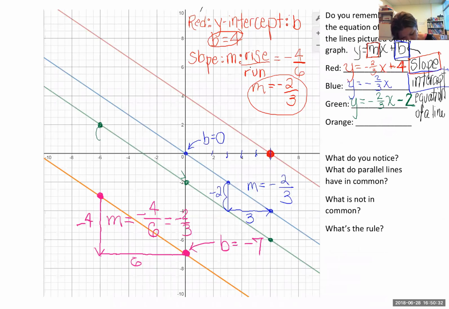So here my B is -7, my M is -2/3, and so I can write the equation of my line. Y is equal to -2/3 x minus 7.